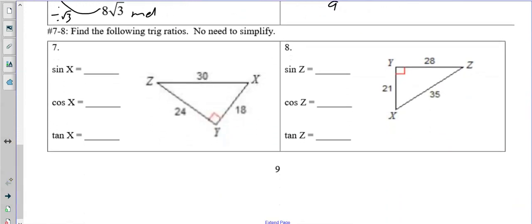If you need to hit pause or slow down, go back, please do so. Okay, find the trig ratios. What are those trig ratios?